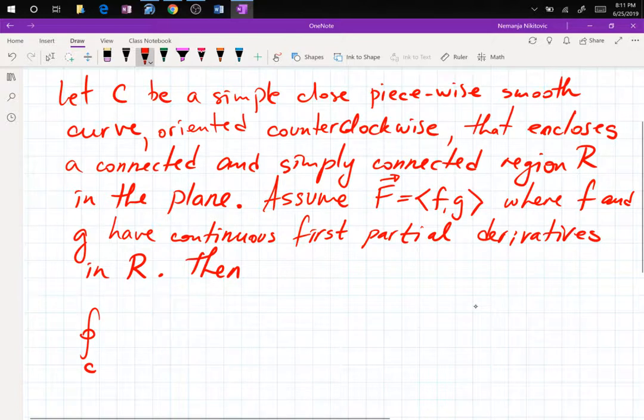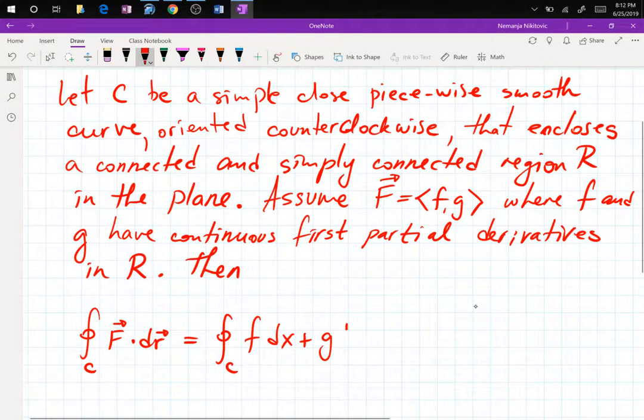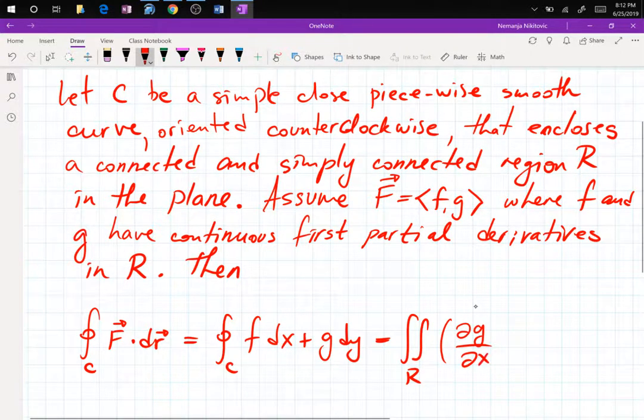The line integral over C, with this little circle, I'll explain that, of F dot dr, is the line integral the way we learned it earlier. And it can be calculated as the double integral over the region R of partial G partial x minus partial F partial y dA.